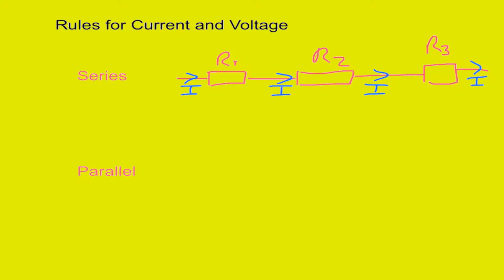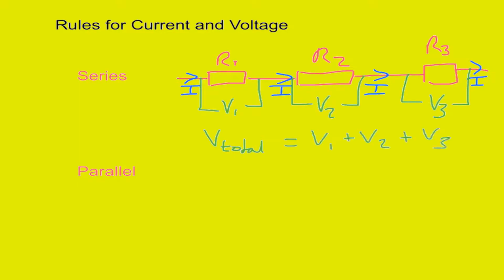As for voltage, that's a slightly different story. In a series circuit like this, each of the resistors could well have a different voltage across it. What we can say about voltage is that if we add up all the voltages, so let's call them V1, V2 and V3, there we go, that the total voltage across all of these will be the sum of these voltages. Okay, so V total will be V1 plus V2 plus V3.